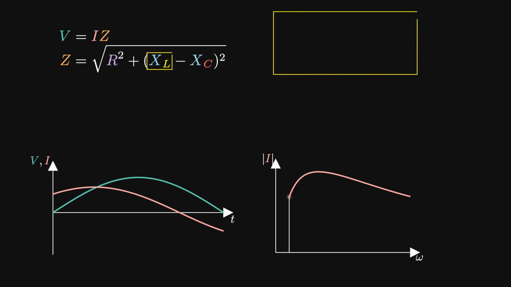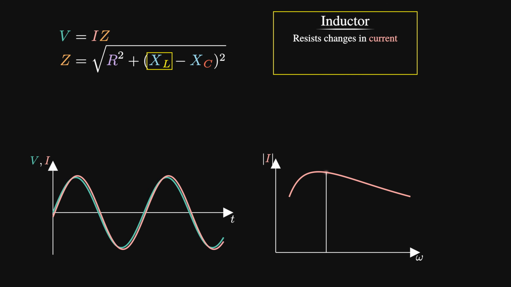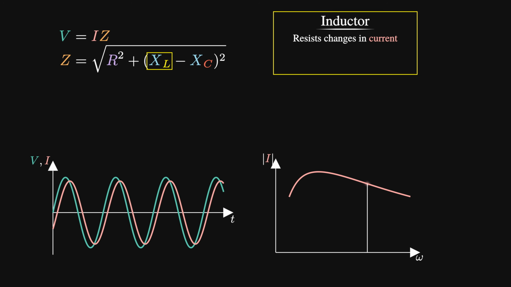An inductor, fundamentally, resists changes in the current, because when a current flows through it, it builds a magnetic field, which requires energy.